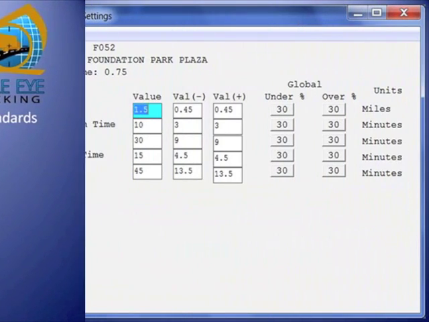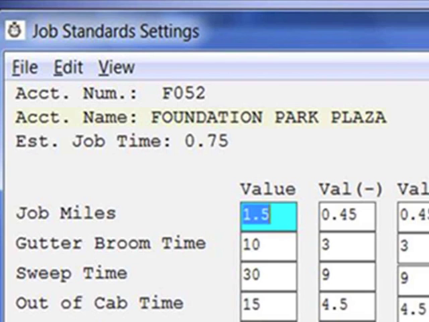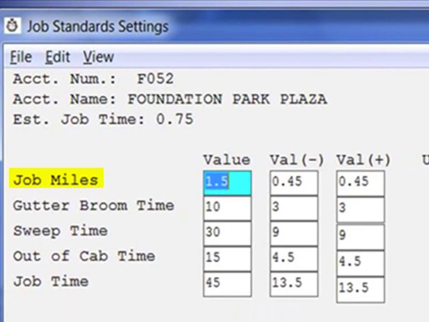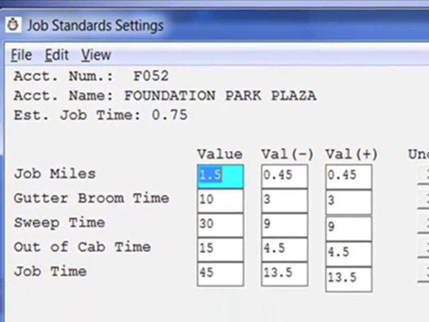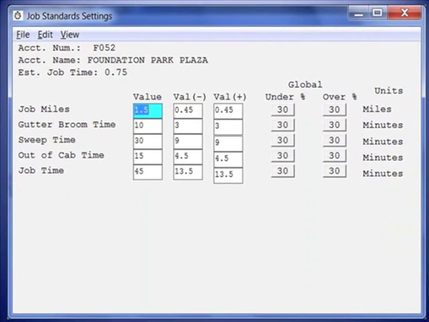This is the input screen for the job standard settings for a job labeled Foundation Park Plaza. The overall estimated time is identified at 3/4 of an hour. Job miles, gutter broom time, sweep time, time out of the cab, as well as total time for the job standards are set. These can be changed at any time.